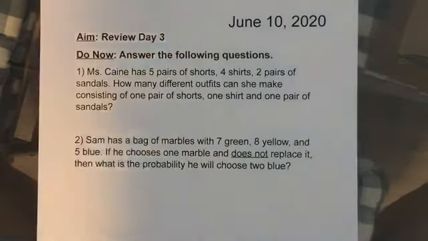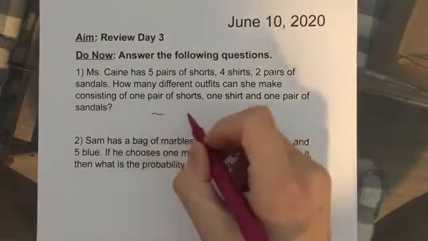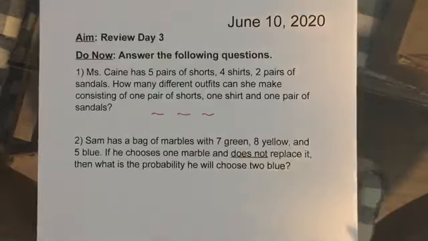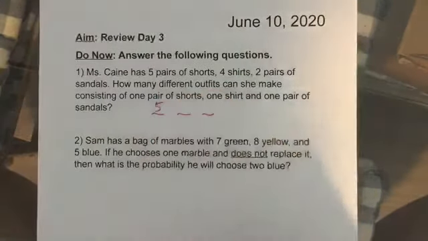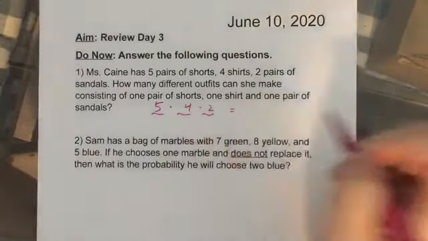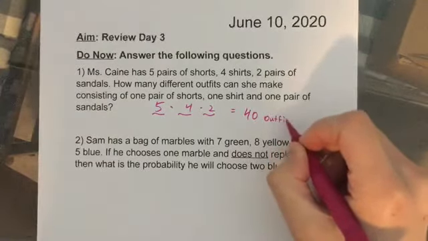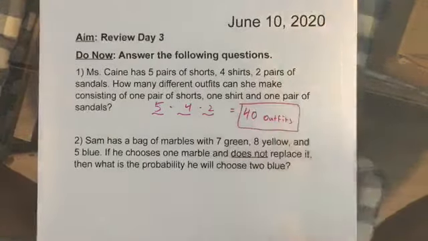For our do now today, we're going to do a quick review of some probability. Number one, Miss Kane has 5 pairs of shorts, 4 shirts, 2 pairs of sandals. How many different outfits can she make consisting of 1 pair of shorts, 1 shirt, and 1 pair of sandals? Remember, we've got 3 things going there, really using our fundamental counting principle. We have 5 options for shorts, 4 options for shirts, and 2 options for sandals. So we multiply all of them and we get 40 possible outfits, or 40 outcomes.